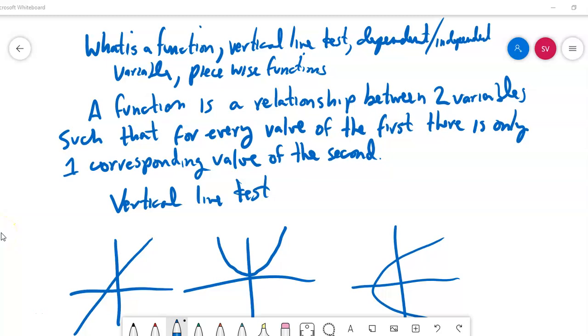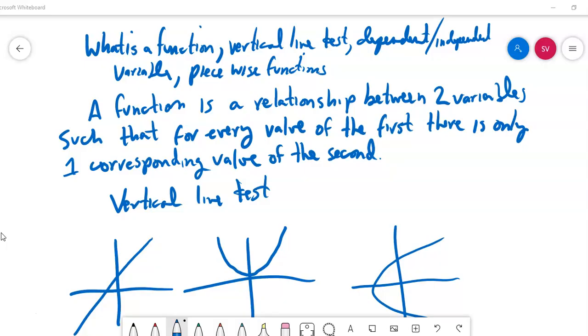Hello and welcome to this video lecture presentation on what is a function. We'll talk about the vertical line test, which will help visually identify if we have a function or not. We'll look at dependent and independent variables and piecewise functions. So let's start off looking at the definition of a function.